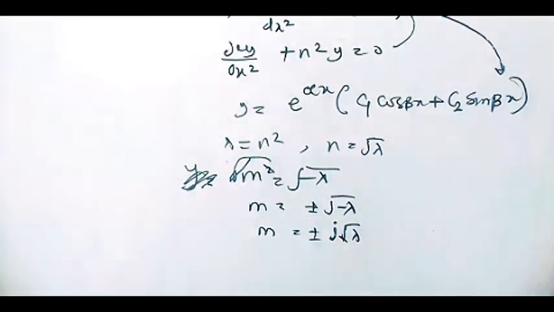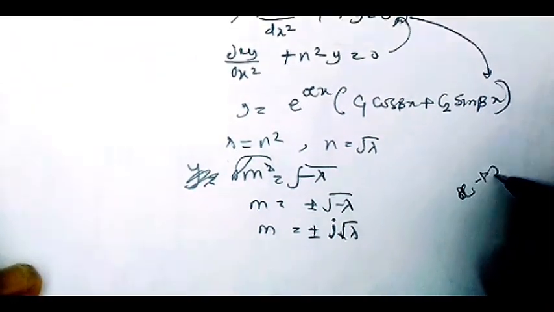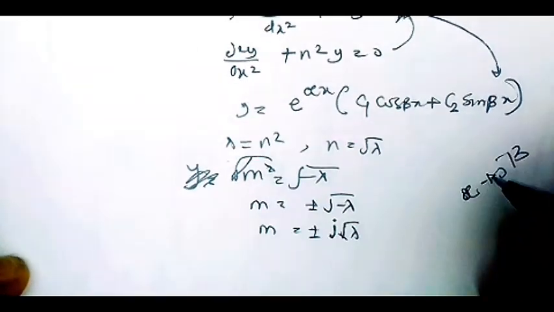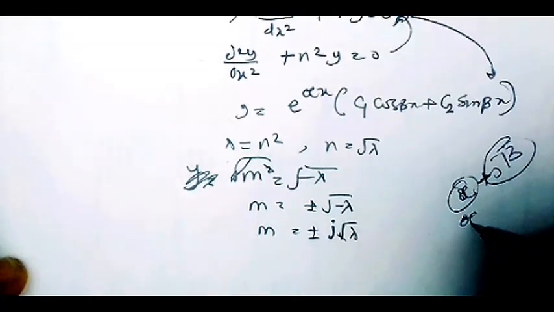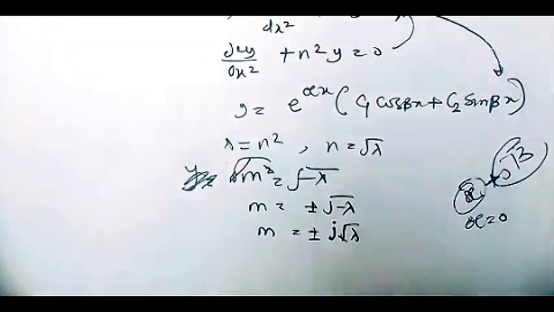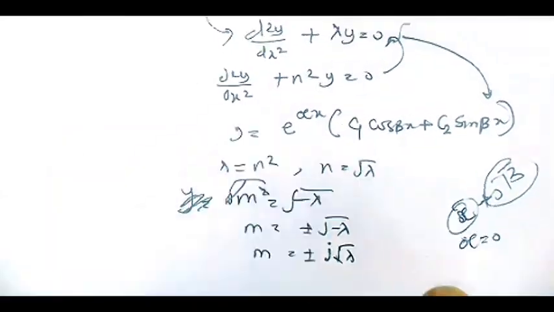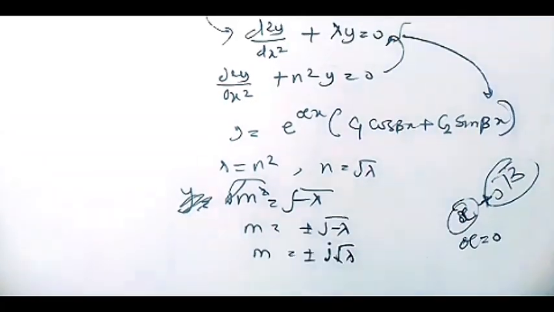Now remember, our general form of a complex number is usually the real part plus the imaginary part, right? But in this case, we only have the imaginary part. We don't have a real part, which means my alpha here is equal to 0. This alpha stands for the alpha in the solution right here, and my beta stands for the imaginary part, which is the square root of lambda.